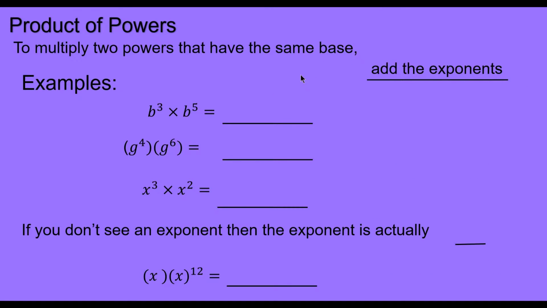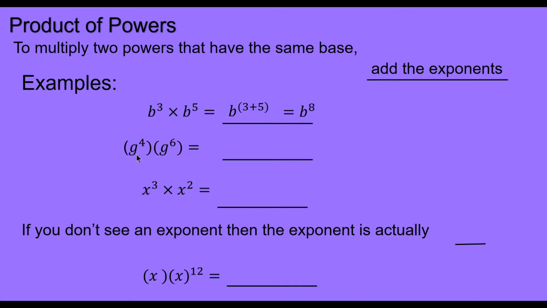For example, and please feel free to just go ahead and fill out the blanks on this page if you don't need my help, and just sit there and smile as I confirm your greatness with the right answer. But if you need a little help, just go with me. We got b cubed times b to the fifth. Since the bases are the same, we just add the exponents, and we get b to the eighth.